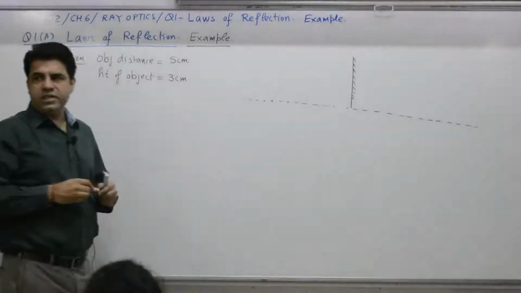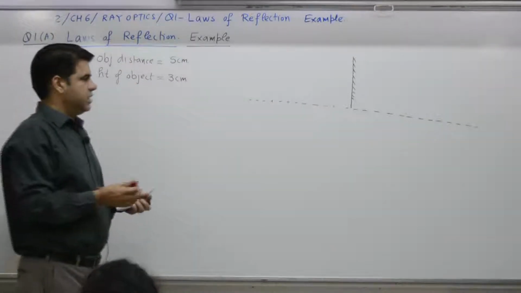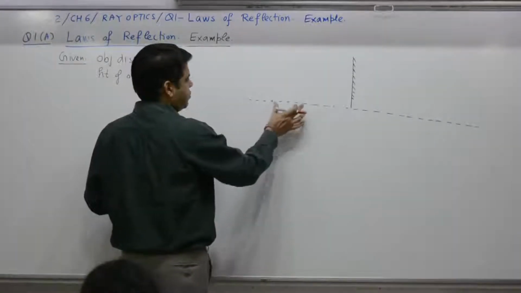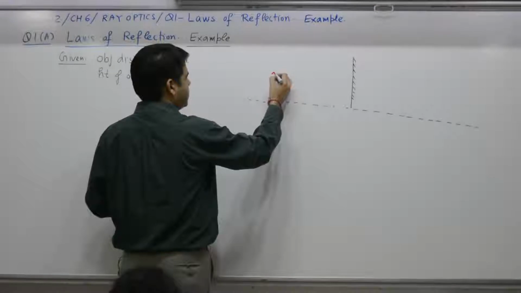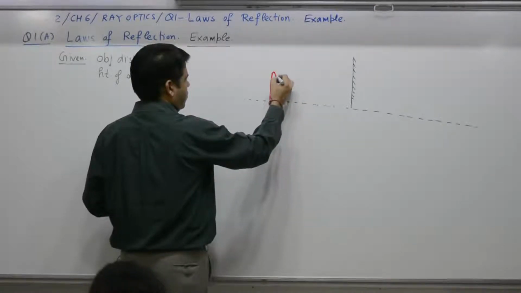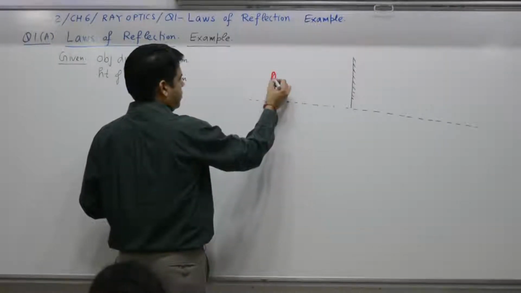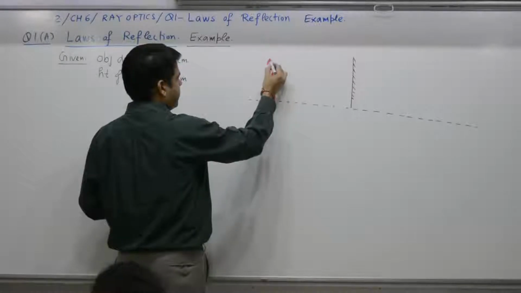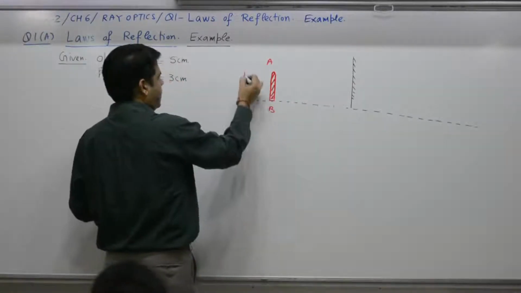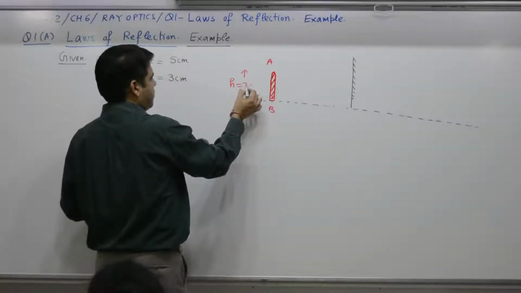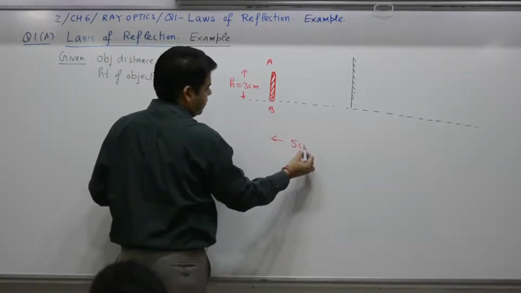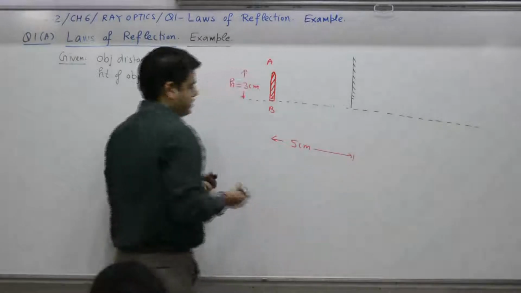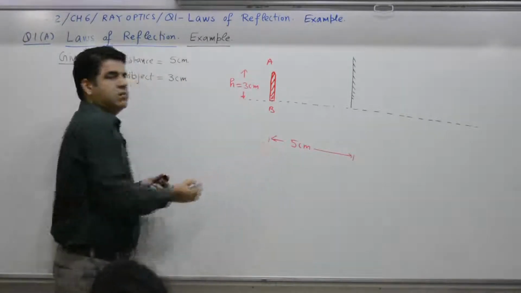So there is an object of what height? Yes, 3 centimeters. Approximately 1, 2, 3, this height. There is an object AB, height 3 centimeter, placed at a distance of 5 centimeter. We have to discuss its image.